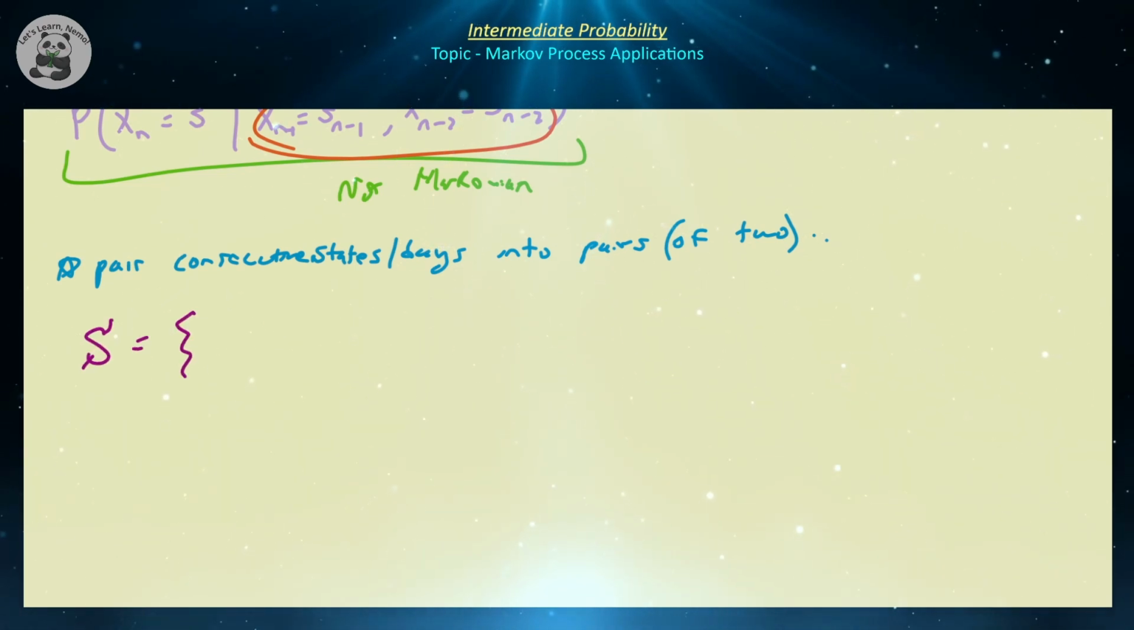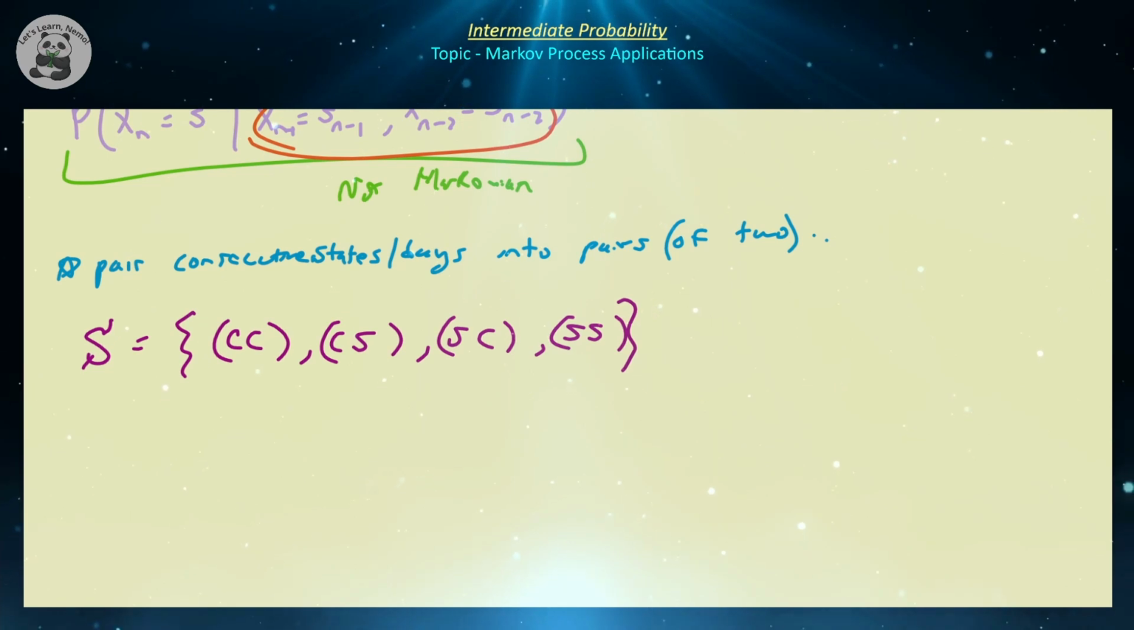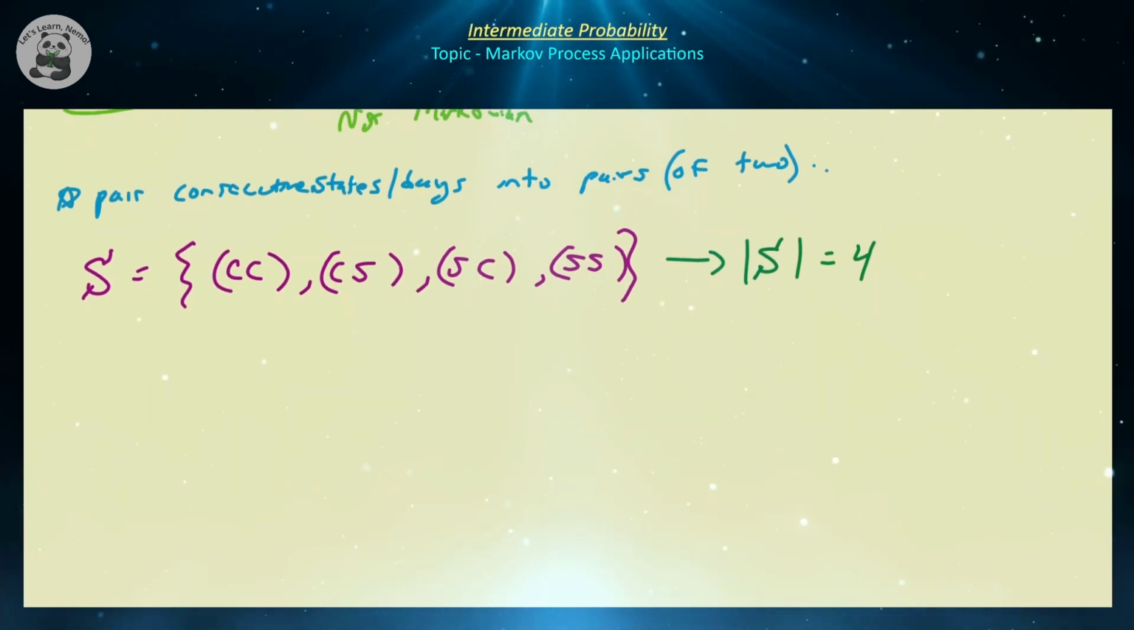So we have 2 individual states, cloudy or sunny, for each of the days. For example, 2 consecutive days could either be cloudy-cloudy, cloudy-sunny, sunny-cloudy, or sunny-sunny. So that would be our state space for pairs. And obviously the cardinality of the state space is going to be equal to 4, and that's going to determine the size of our stochastic matrix P.